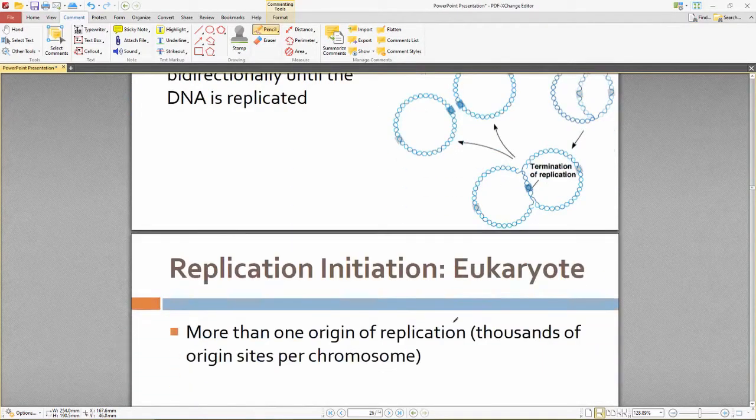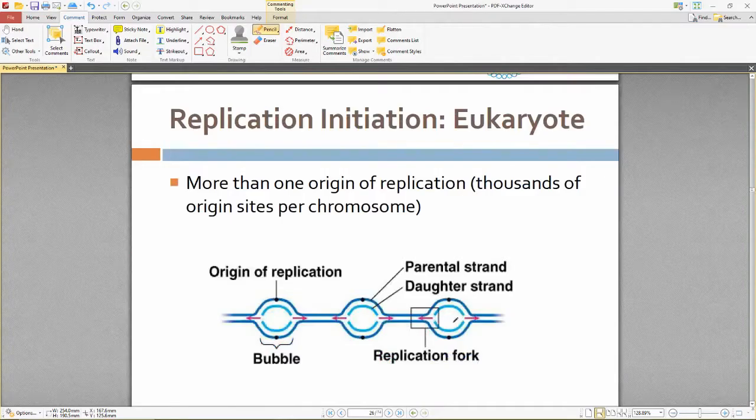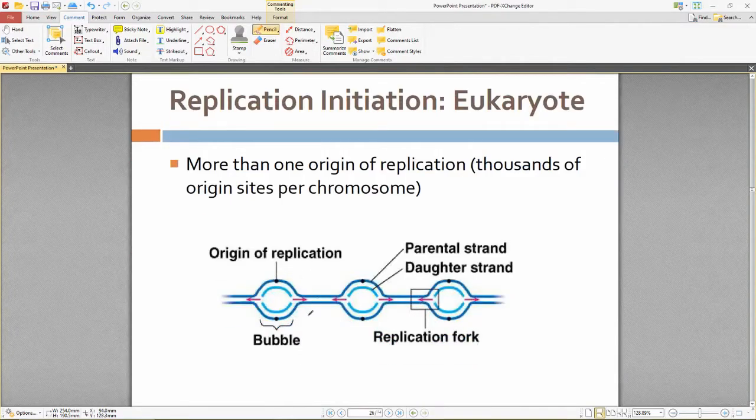But for eukaryote DNA, it's a little bit different. There are thousands of origin sites per chromosome, and basically starting at an origin, DNA replication goes outwards to both sides until it reaches another. So once this reaches this, it continues replication, and maybe they'll meet somewhere around here.